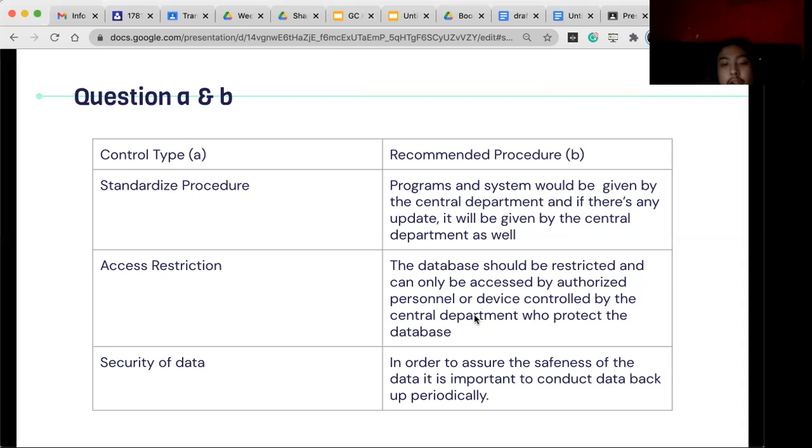And lastly is the security of the data. To assure the safety of data, it is important to conduct backups periodically so that the data is not lost and does not get stolen or anything.